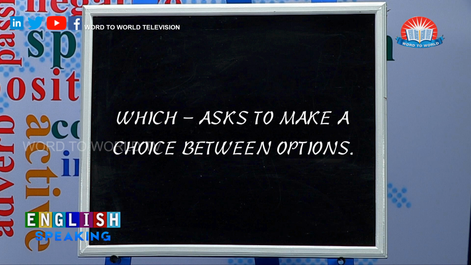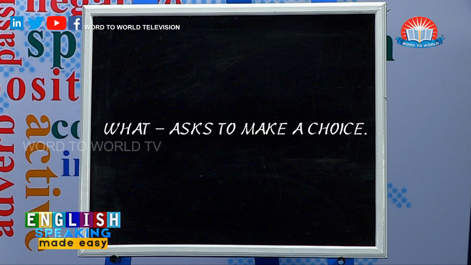Which asks you to choose between two options. You have A and B, which gives you the option. You can choose between two options when you use the interrogative adjective which. What asks you to make a general choice. So, which dress would you like to choose? It's more specific. What is more general. What do you enjoy doing?